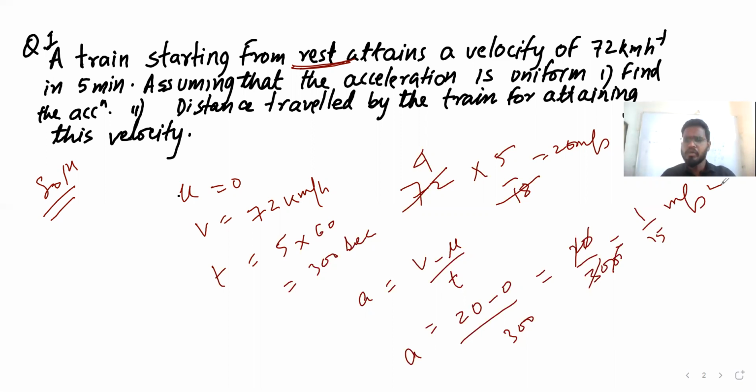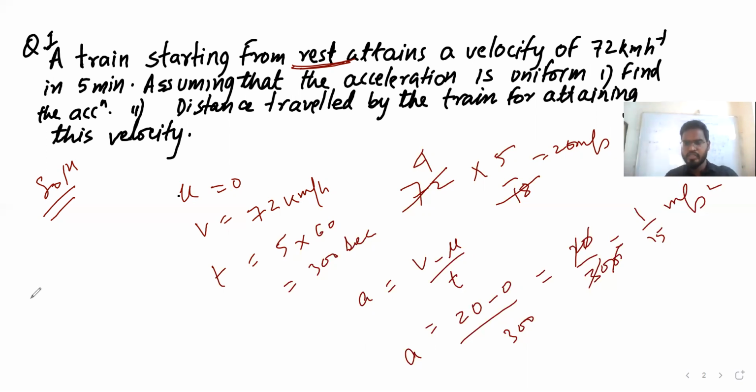So we can say S is equal to what? ut plus half at square. Easy way. The question arises like how we'll use which formula. So you'll have to check what things are there, what they're asking. Almost everything is there apart from the distance. So any formula you can use.